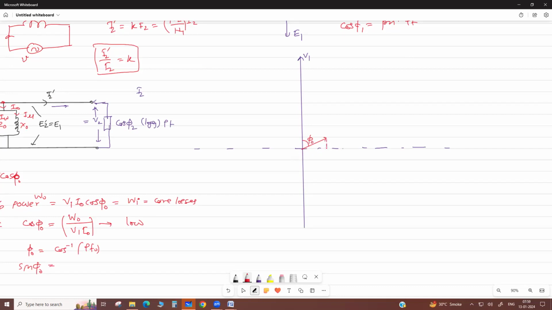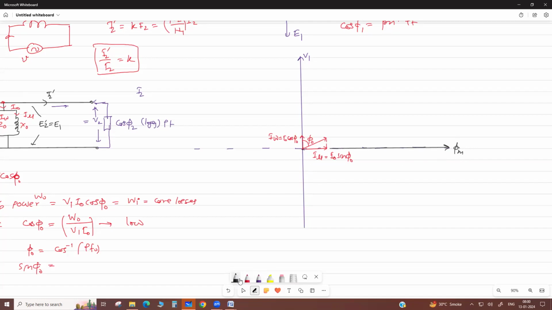Then there are two components here, horizontal and this. This is I mu, this is I omega. Omega means I naught cos phi naught, and this is I naught sin phi naught. Now this produces the flux in the core. There is a flux phi m.